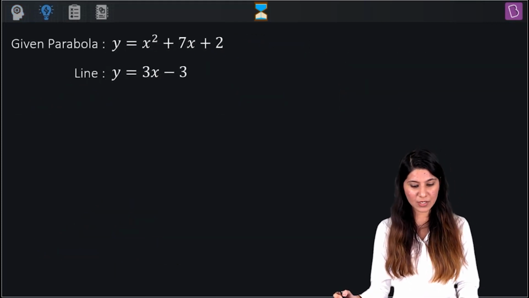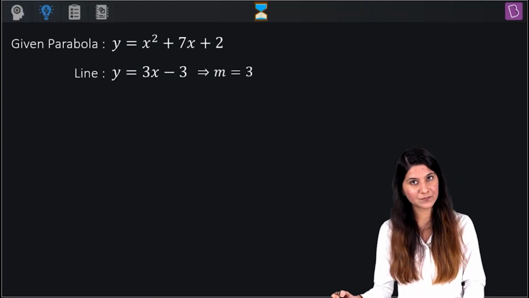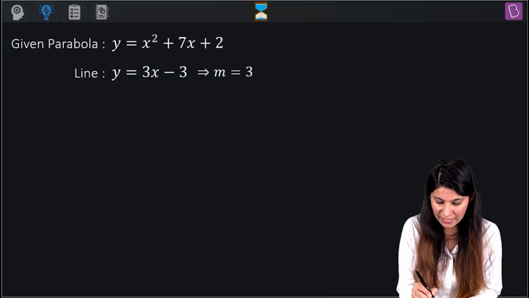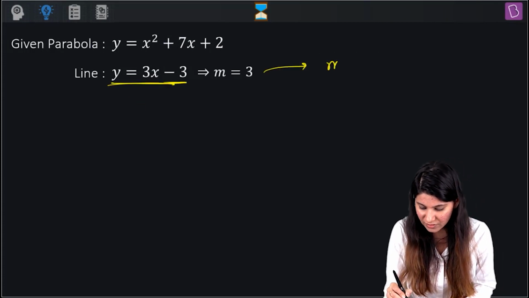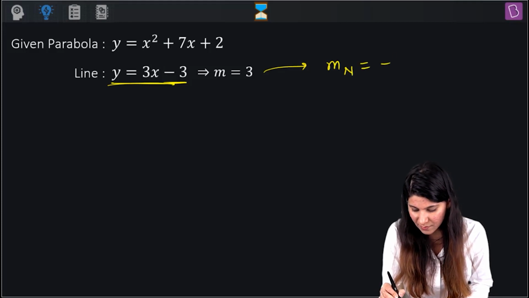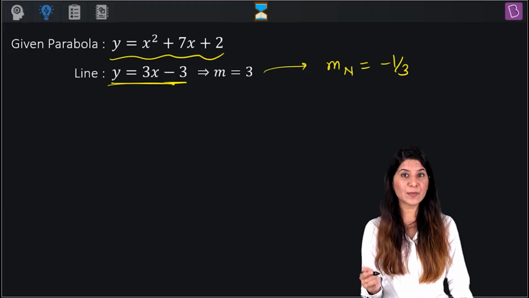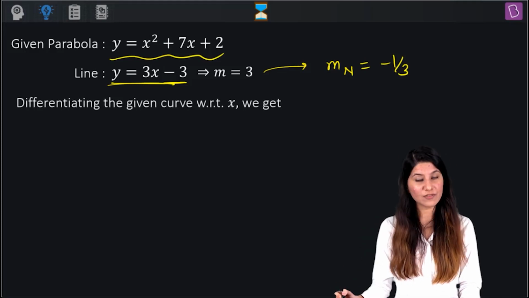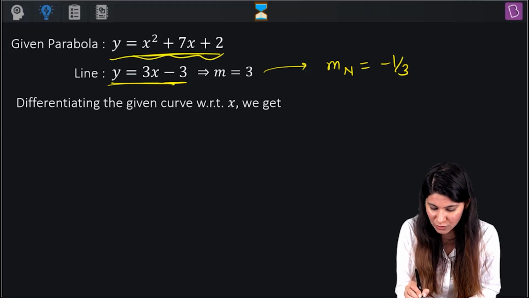Let's begin. Now you know the algorithm. This is the parabola, this is the line. Now we know that m equals 3. Right? m equals 3. So slope of normal is what? With respect to the line, the slope of normal is minus 1 by 3. Right? Now we are going to find the slope of normal with respect to the curve. So differentiating the curve with respect to x, I'll be getting what? dy by dx is equal to what?